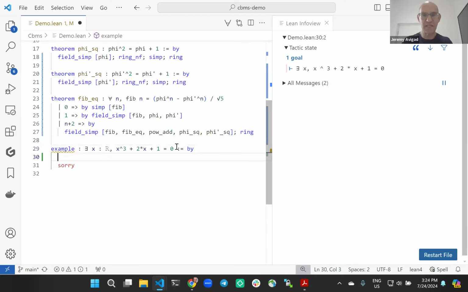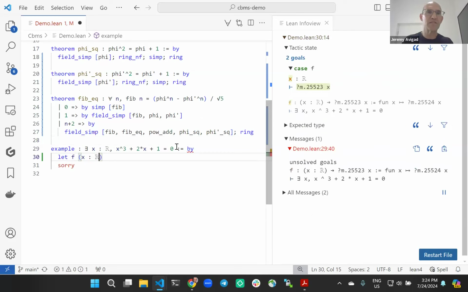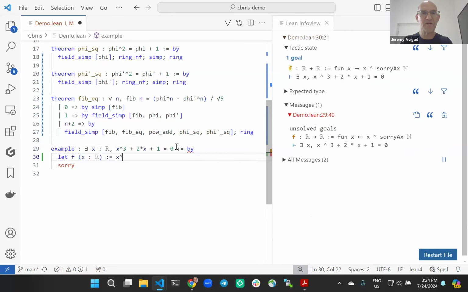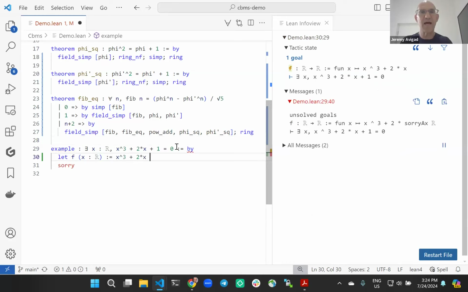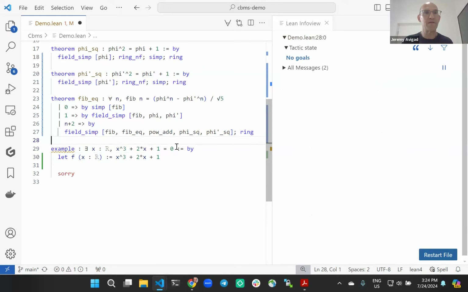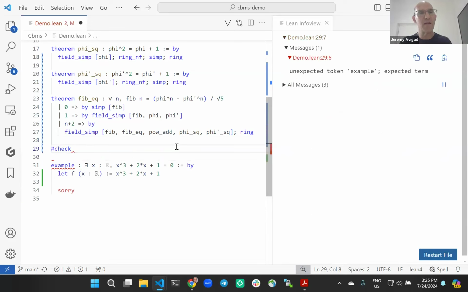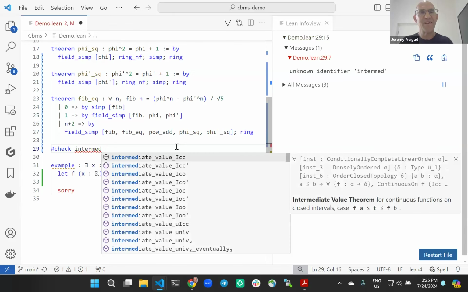So first of all, let me give the expression a name. Let f of x in the reals be x cubed plus 2 times x plus 1. Okay. And we want to use the intermediate value theorem. So the first thing we have to do is find the name of the intermediate value theorem. So let's go before the theorem and start typing. So we start typing intermediate. Let's see. Okay, so tab completion helps.